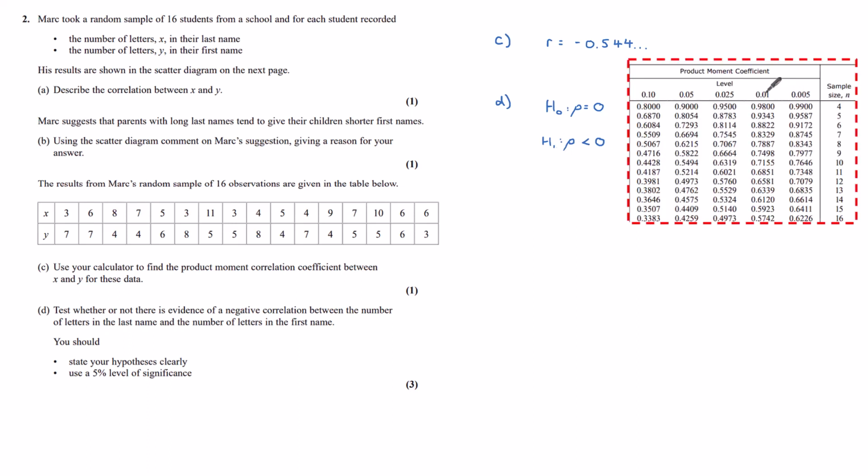So looking in our formula booklet, we have our product moment coefficient table. We have a sample size of 16, and we are looking at a 5% level of significance. And so the value that we're interested in from our table is 0.4259. Since our calculated product moment correlation coefficient is less than this critical value of negative 0.4259, we can say there is evidence to suggest a negative correlation in this case.